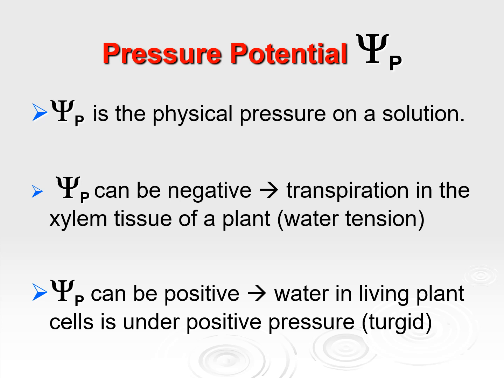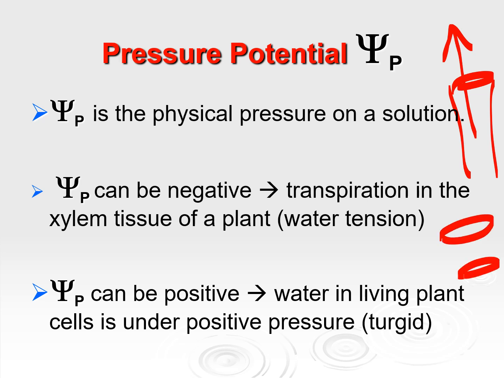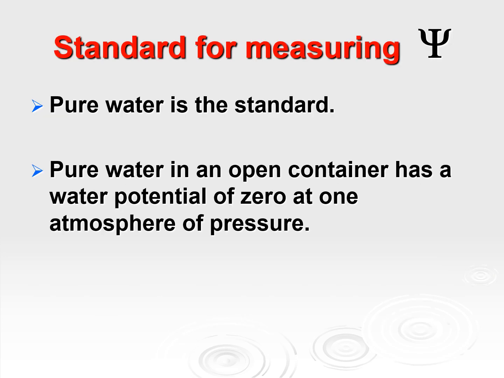The other one is pressure potential. Pressure potential is the physical pressure on a solution, and it can either be negative or positive. For example, pressure can be negative in transpiration. If I have a tube or a pipe and something is pulling up on it and reducing the pressure that is there, then I would have negative pressure. Pressure can also be positive. For example, if I have a cell or something that is enclosed, then the pressure inside of that would be positive. The standard for measuring water potential is pure water.